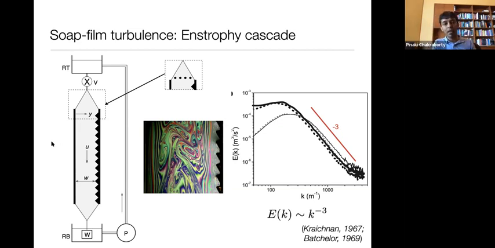Then we use the technique of LDV, laser Doppler velocimetry, to compute the whole velocity profile across the width of the channel. And we can go very, very close to the smooth wall and in fact get inside the viscous layer and calculate the shear stress on the wall precisely.